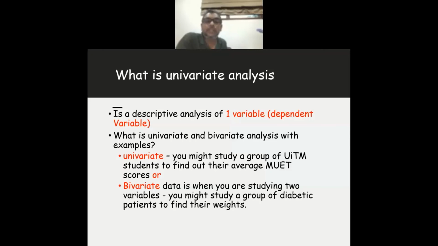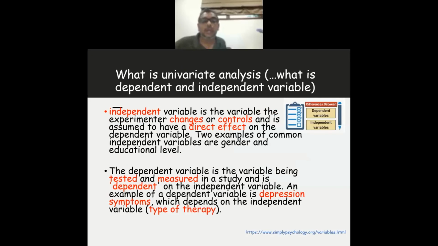If you're looking at bivariate, obviously two. Again, you're looking at the dependent side. When you're studying two variables, you might study a group of diabetic patients to find out their weight. So there are two variables here. Alright, so univariate and bivariate. So now we go on into independent variable. Okay, so we know what is independent variable.